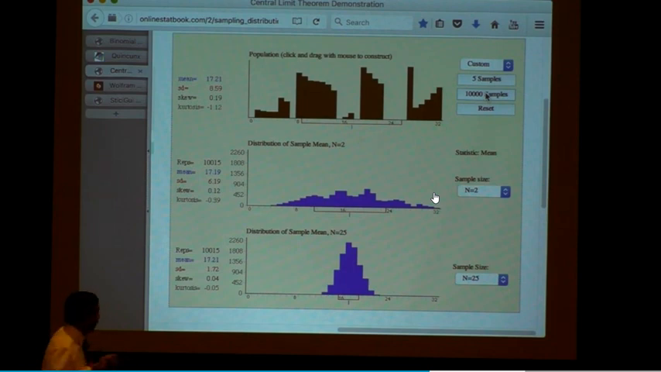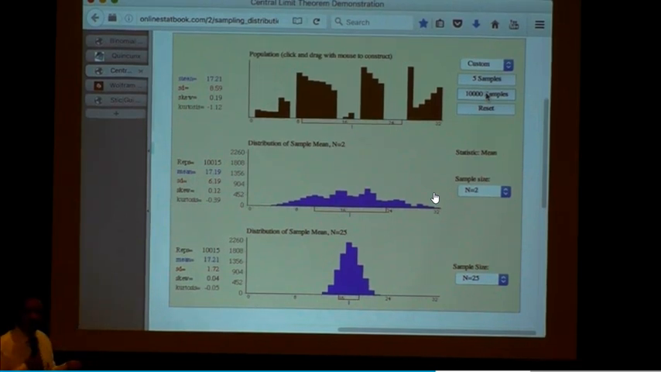Not the number of samples. People get confused there. Not this 10,000, 15 samples we ran, but the sample size. The standard deviation of this new distribution is going to be the standard deviation of the population divided by the square root of the sample size.